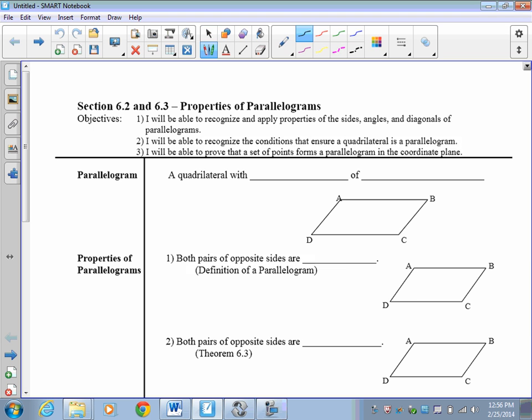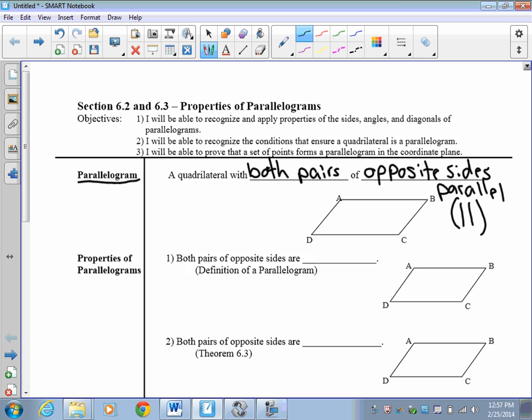So we have to first say what a parallelogram is. A parallelogram is a quadrilateral with both pairs of opposite sides parallel. So remember these two lines here, that's our symbol for parallel. So if I would want to do this, I would make a couple sets of triangles to show that the opposite sides, both pairs, are parallel.